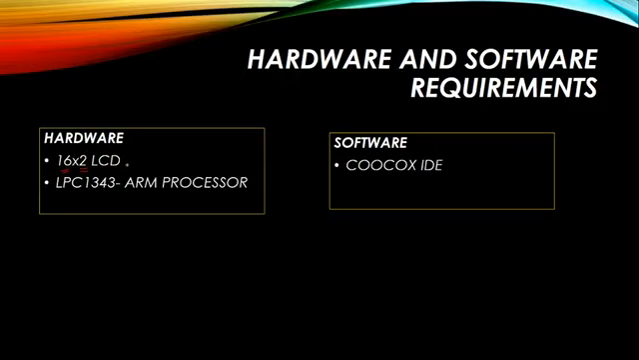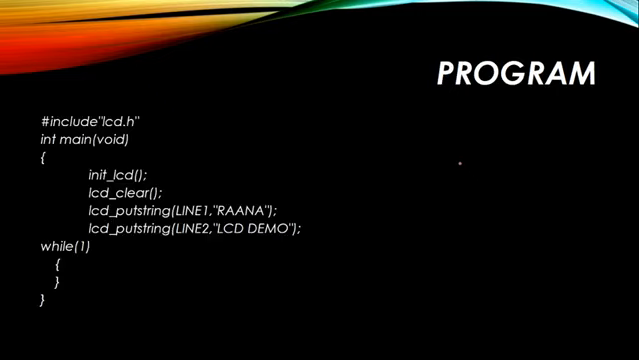So the hardware components are the 16x2 LCD and the LPC1343 ARM processor, and the software is the CooCox IDE. The program is quite simple for interfacing an LCD to the ARM processor. In the first line, we include the header file for the LCD. This will include all the pre-required functions that are required to interface the LCD to the ARM processor.